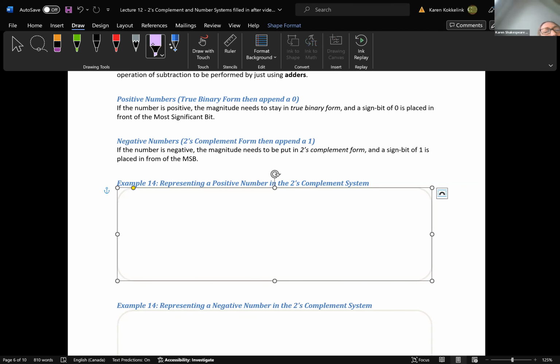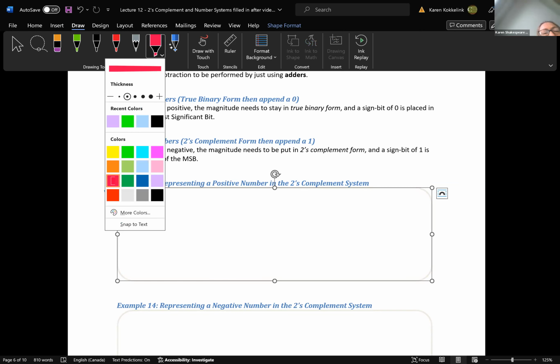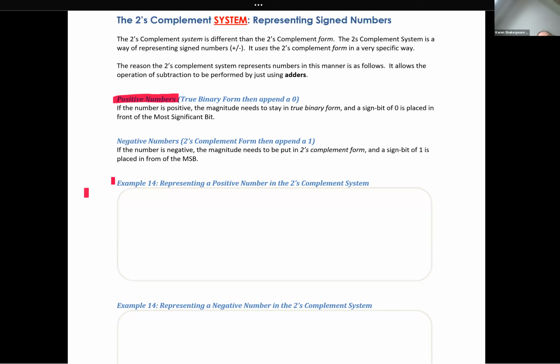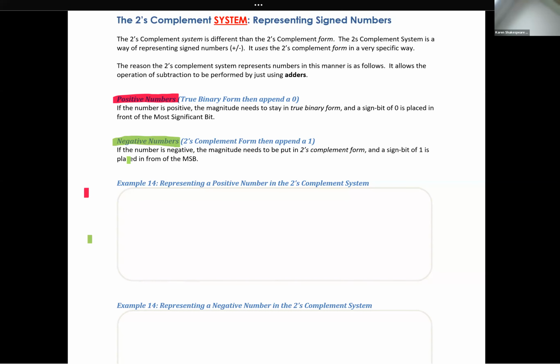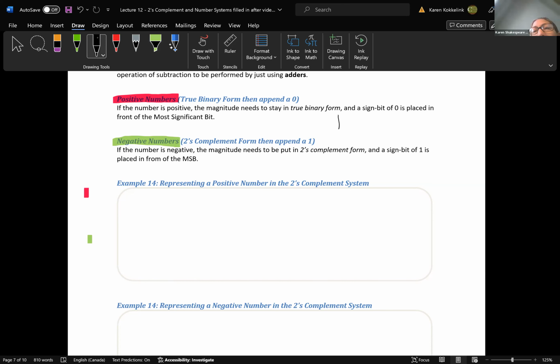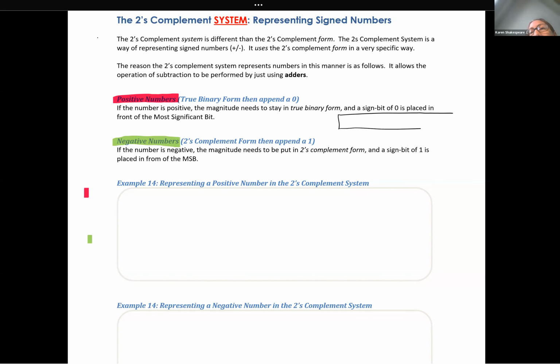So first, let's look at how we represent positive numbers. Positive numbers are kind of easy. We can keep positive numbers in their true binary form, and then we append a 0 sign bit. But when we represent negative numbers in the 2's complement system, we have to take the 2's complement form and then append a 1. So let's take a look at what that looks like actually on a computer. The computer will have a certain number of bits in its memory.